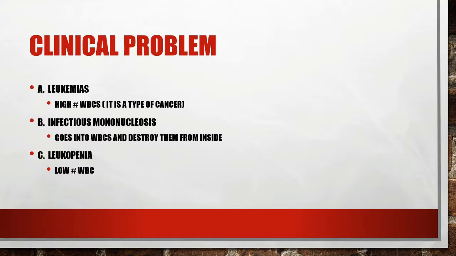Clinical problems of white blood cells. The first one is leukemia, and that is a high number of white blood cells, and this is a type of cancer. The second one is kissing disease, and that is when it goes into white blood cells and destroys them from the inside. The third one is leukopenia, and that is a low number of white blood cells.